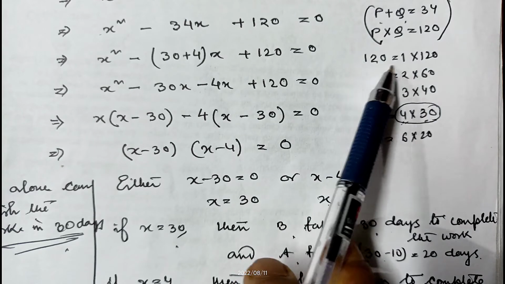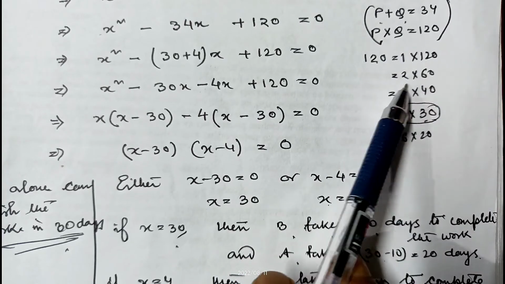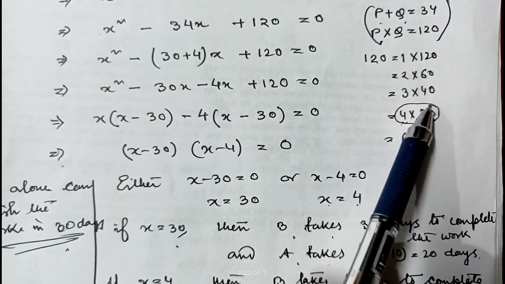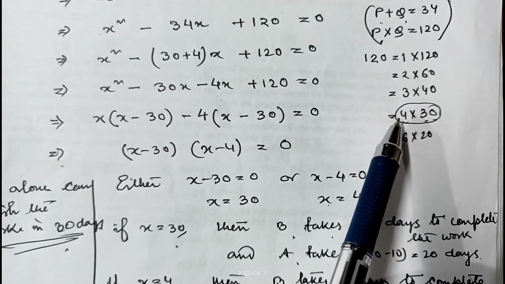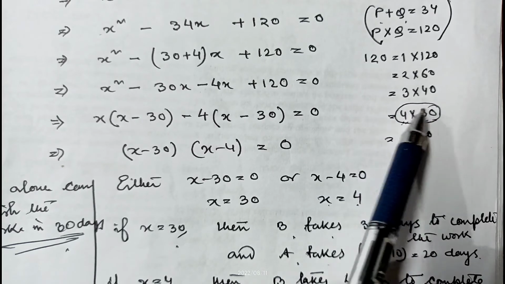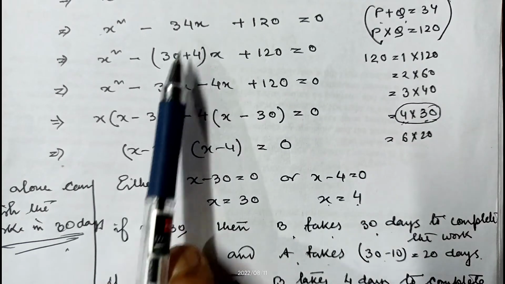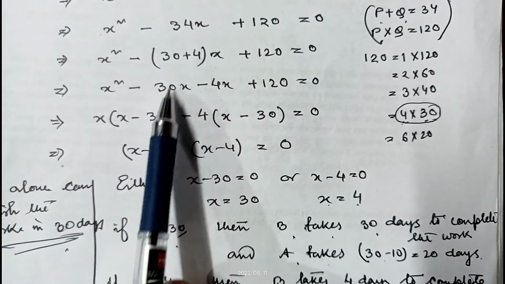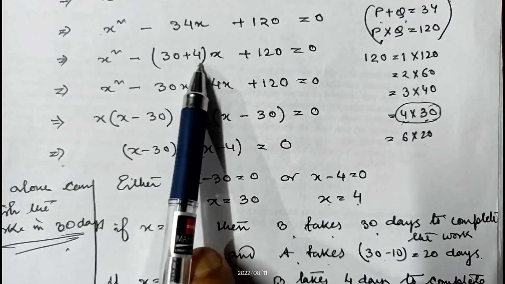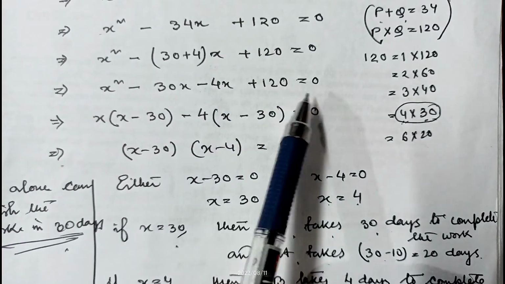Now 120 can be written as 1 into 120, 2 into 60, 3 into 40, 4 into 30, 6 into 20. Since we need two numbers whose sum should be 34, we can take 30 and 4. So instead of 34X, we can write 30 plus 4. So X square minus 30X minus 4X plus 120 equals 0.